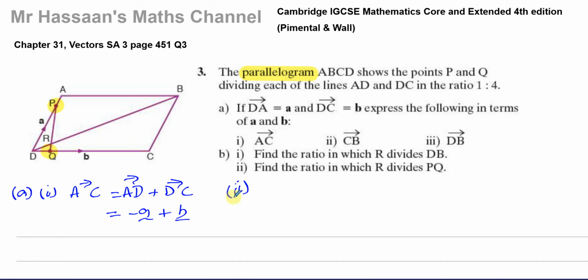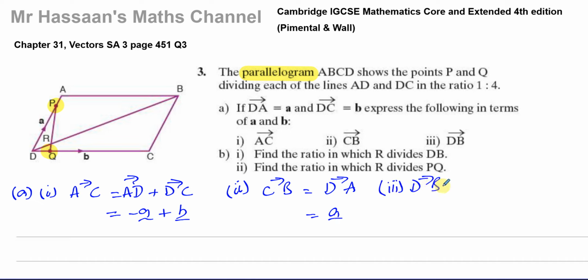Part a, part 2, it says the vector CB. Now CB is this vector over here. As we have a parallelogram, CB and DA are the same vector, because they are parallel and the same length. So it can be expressed as DA, which is the vector a. That's pretty simple. And then part 3 says the vector DB.